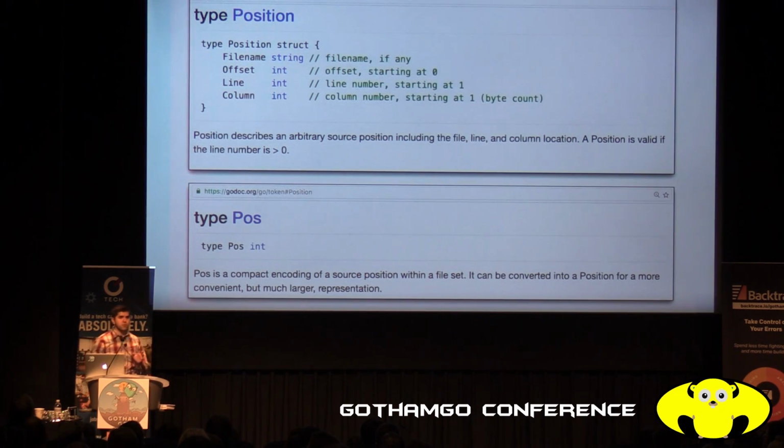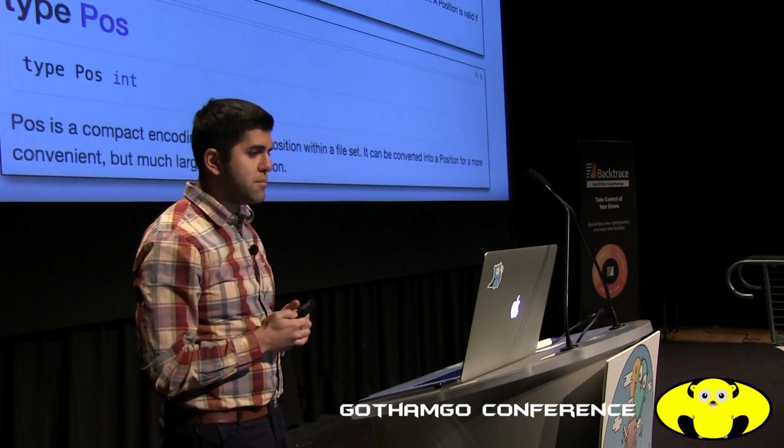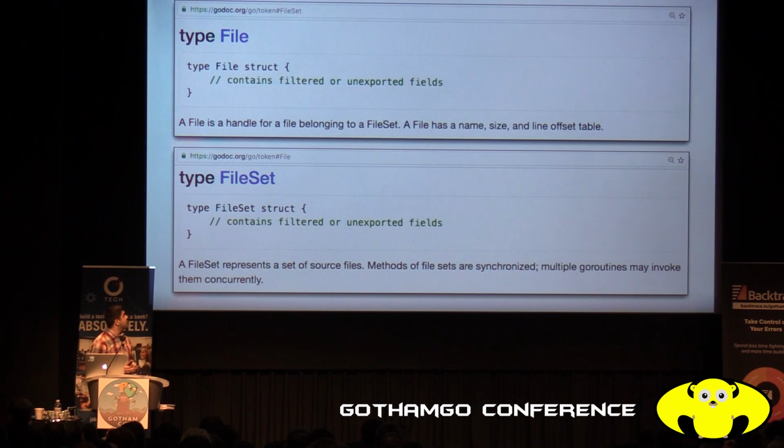The token package also has two other things. It includes a position-related type and a more compact and efficient version of the position type. It shows us where the token is, on which line and on which column. We also have some types for handling files, to track the positions of tokens. The FileSet is used if you have multiple files.